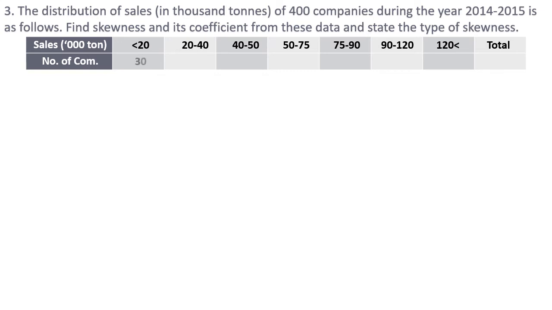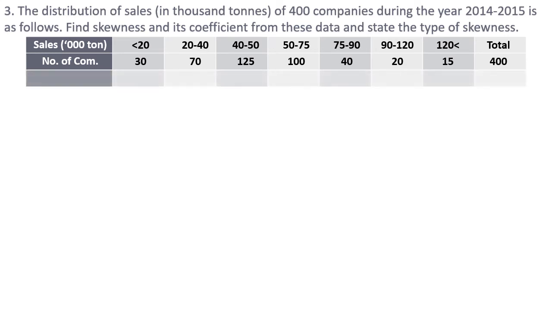Now the number of companies here are 30, 70, 125, 100, 40, 20 and 15. The total number of companies is 400. As we are going to use Bowley's method, we will need the cumulative frequency column. So CF will be there, which is 30, plus 70 is 100, plus 125 is 225, plus 100 is 325, plus 40 is 365, plus 20 is 385, plus 15 is 400. We need to calculate Q1, Q3 and the median for the purpose of solving this sum. Let's start.